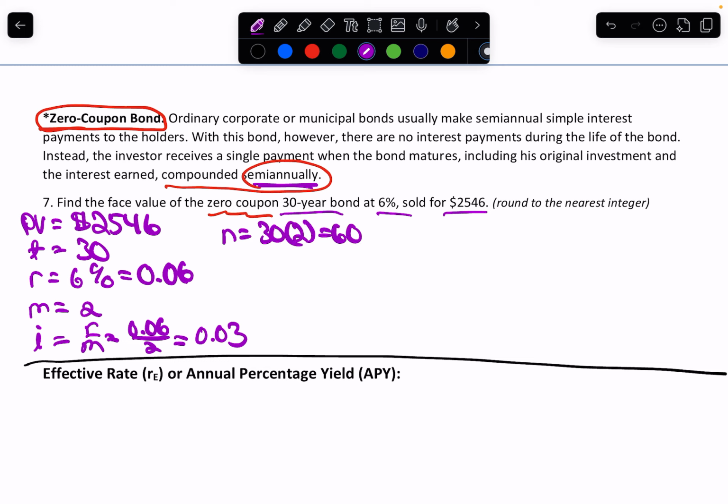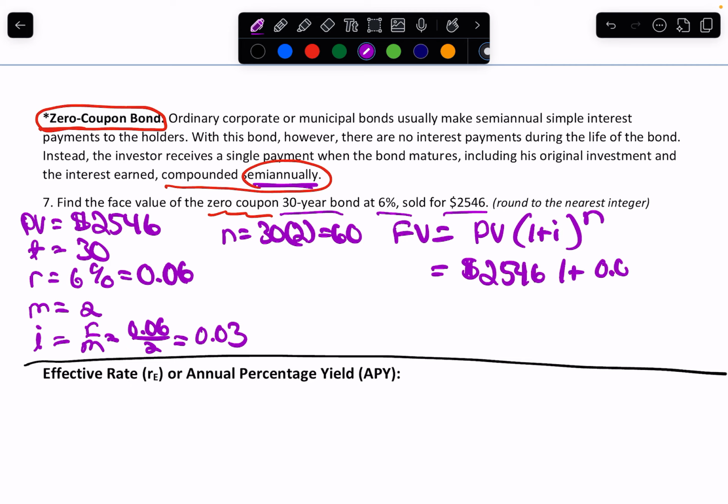Okay, so we're going to use the compound formula. Future value equals the present value times 1 plus I to the power of n. $2,546 times 1 plus 0.03 to the power of 60. And we get $15,000 for that one.